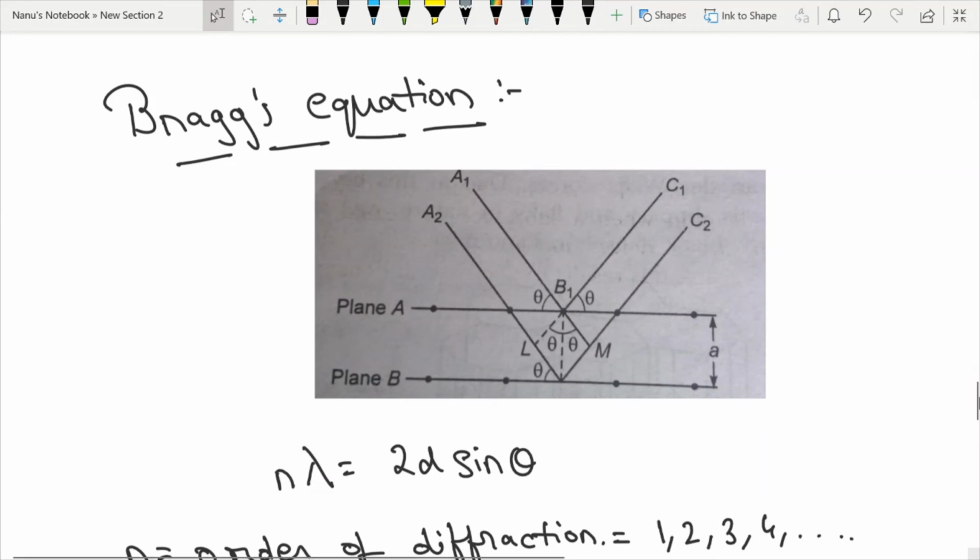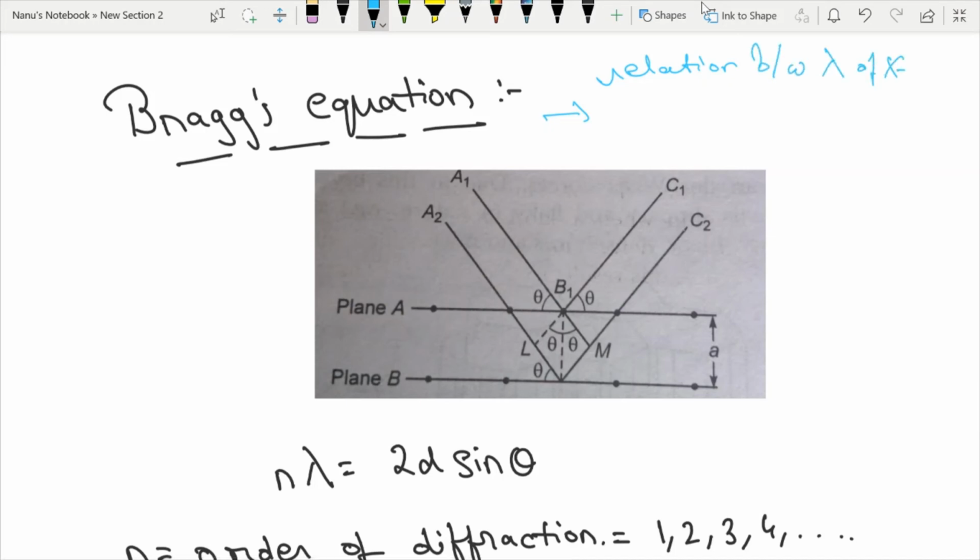So now we'll come to the most important part, Bragg's equation, because a lot of your numericals will actually be based on Bragg's equation. Bragg's equation is a fundamental equation which gives the relation between the wavelength of X-rays, lambda, the interplanar distance, which is the distance between the two planes, and the angle of reflection.